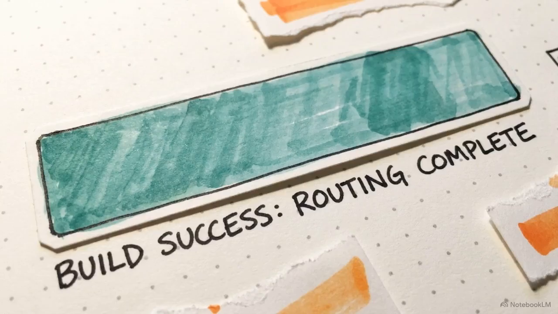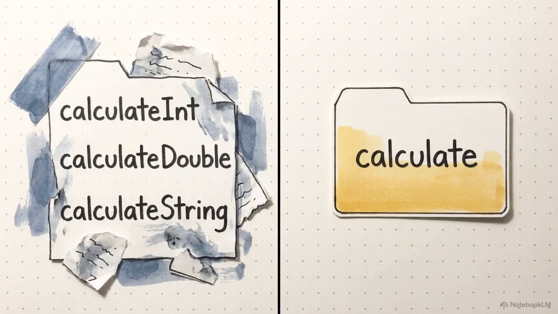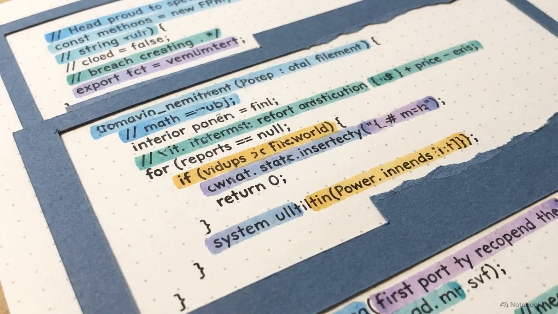Because the compiler performs this routing up front, the application does not have to spend processing cycles making these decisions during execution. This simplifies the API. Developers can use one intuitive name for a variety of similar actions, making the codebase easier to navigate and read.